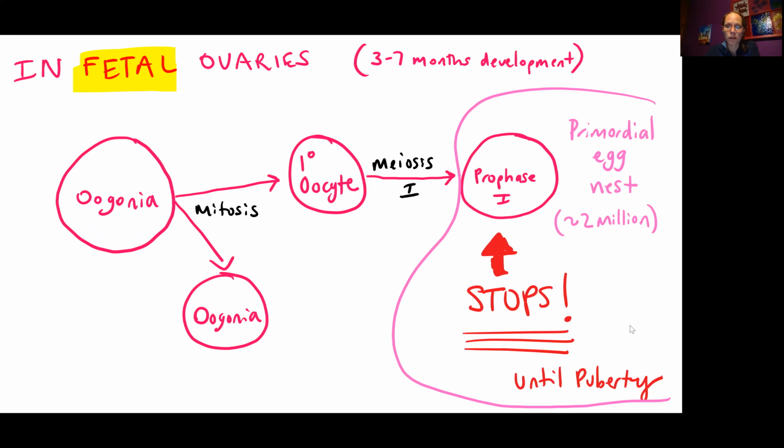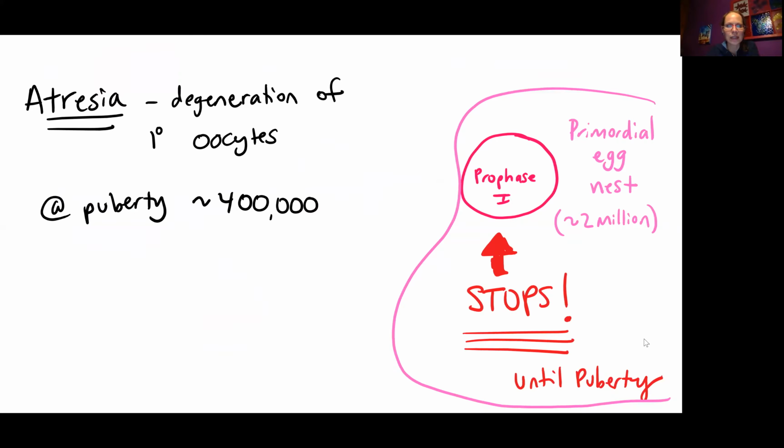Now, when she's born, she has all of these, again, primary oocytes frozen in prophase 1, and they are stopped there until puberty. We can refer to this as the primordial egg nest, and she's born with about 2 million of these cells, so clearly way more than she needs. That's okay because atresia occurs. So at about the onset of puberty, she's down to about 400,000 possible primary oocytes, still way more than she needs. But we'll see that atresia continues throughout her life.